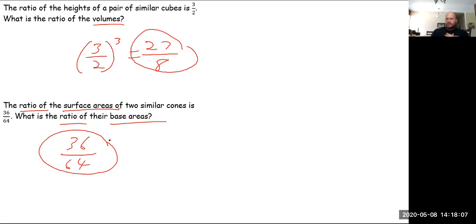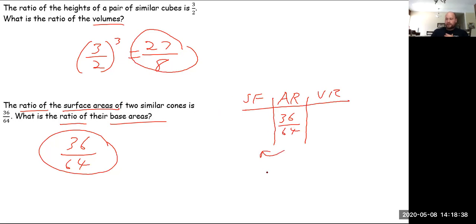Now, if they had asked us for a ratio, either our scale factor or our volume ratio, we could find either one of those. So let me set up a chart here. Again, this is not what the question is asking, but this is what we could do if we needed either our scale factor or our volume ratio in this problem. We know that this middle one is 36/64. Well, we could take that, and in order to go backwards, instead of squaring it, we'd have to do the square root.